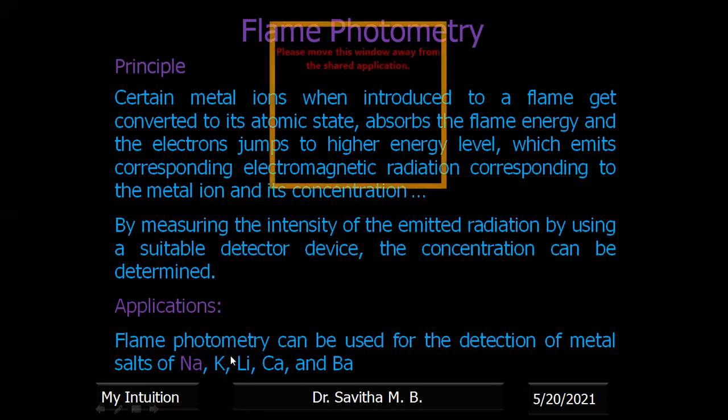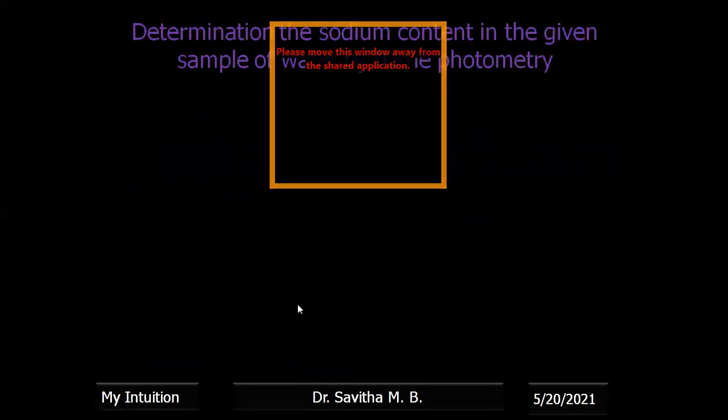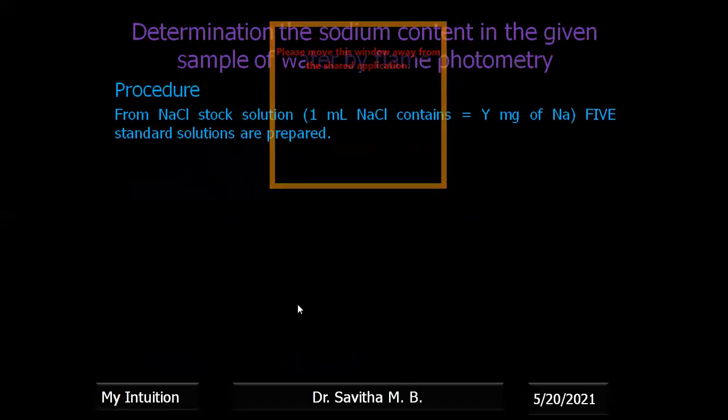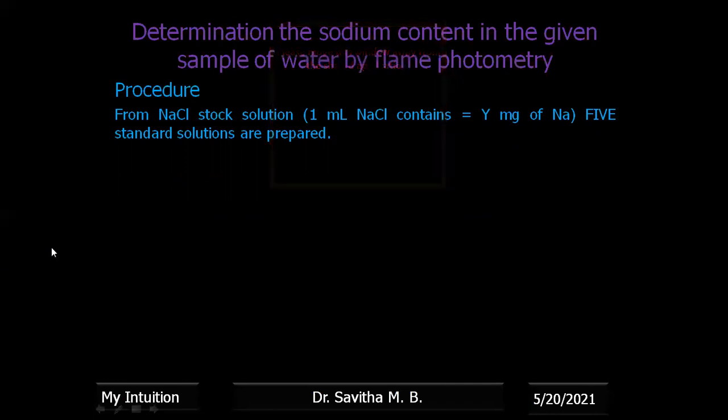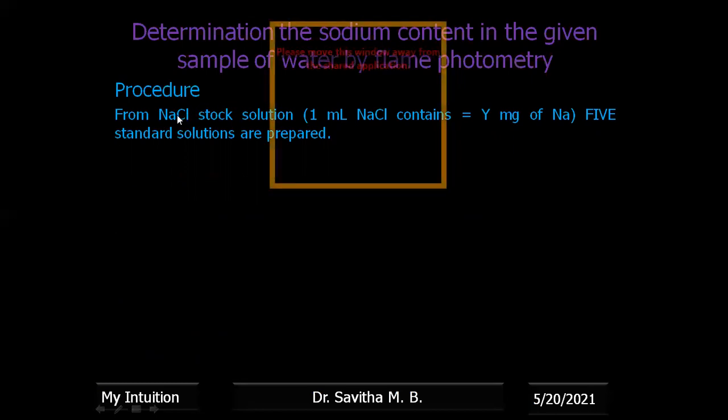Flame photometry can be used for the detection of metal salts like sodium, potassium, lithium, calcium, barium, all these. Here even a colorless solution can be analyzed, unlike colorimetry. Now, what is the procedure? You will be taking a stock solution. Let us take the example of sodium chloride. We are analyzing sodium, so we need to take a stock solution. Let us assume we have prepared it such that 1 mL of sodium chloride contains y mg of sodium.